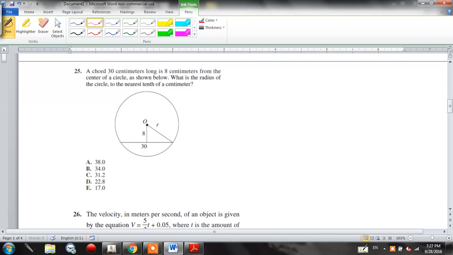So a chord 30 centimeters long is 8 centimeters from the center of the circle, from here to here. This is important because the way you measure the distance from a center to a chord is the perpendicular distance. In fact, that's how you measure distance from any point to a line. You draw a perpendicular. You don't measure distance like this, obviously. The hidden clue here is they don't tell you that this is a right angle. That's how you measure distance. If you knew that, that makes life much easier.